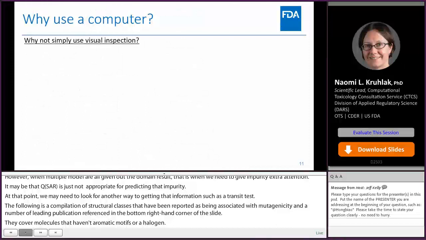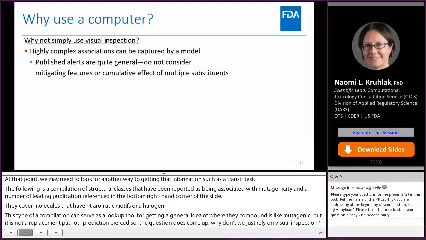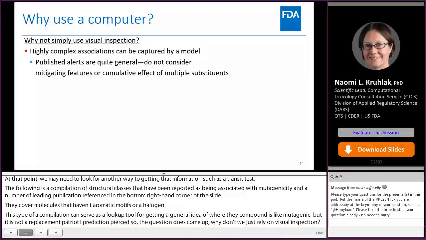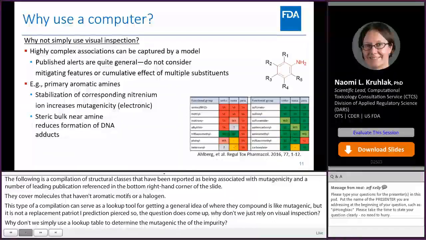So the question does come up, why don't we just rely on visual inspection? Why do we not simply use a lookup table to determine the mutagenic potential of an impurity? The answer to that is that the model can actually capture much more highly complex associations that are not captured by a general published structural alert, which doesn't consider mitigating features or the effect of multiple substituents on the impurity.